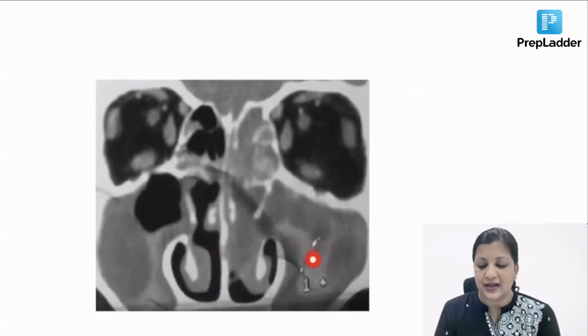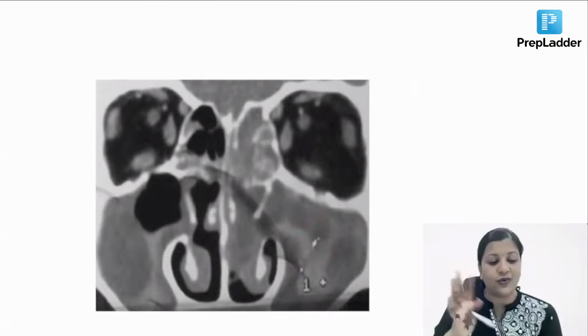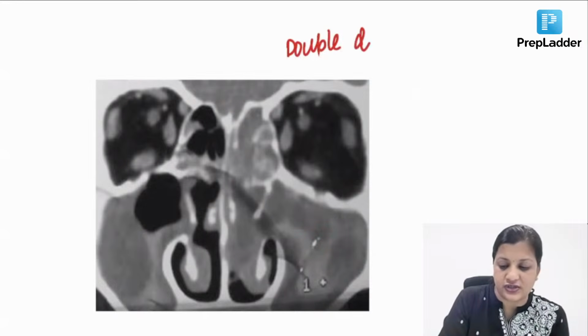You are seeing that there are areas which are light gray and areas which are dark gray. It is not black, it is not air filled. This is all disease, but within the disease also some are light gray and some are dark gray, giving you the double density sign. So double density sign is seen in which condition?